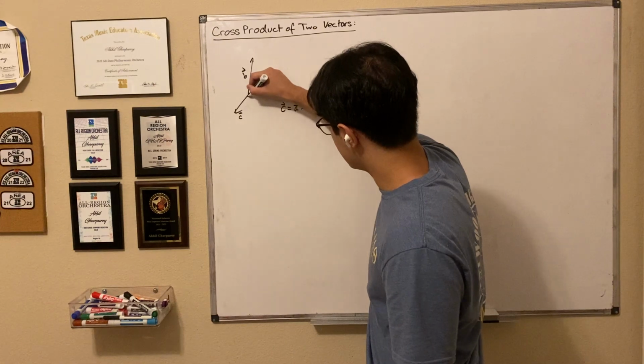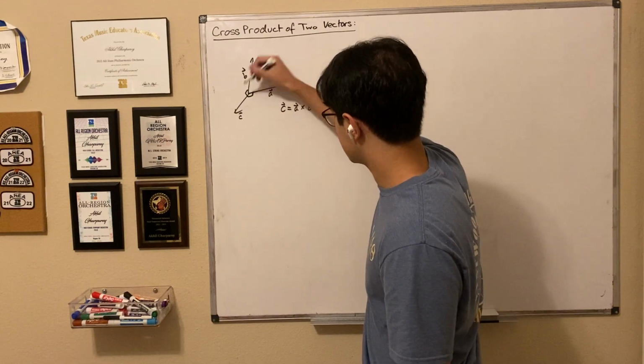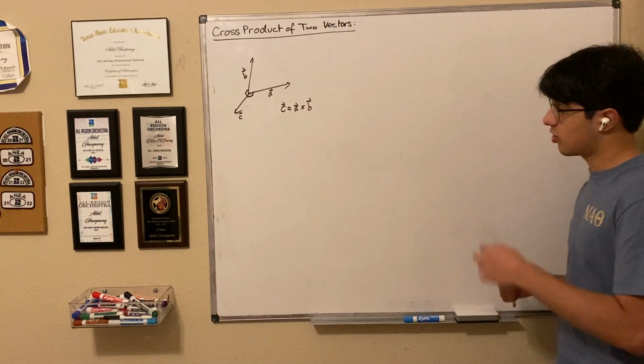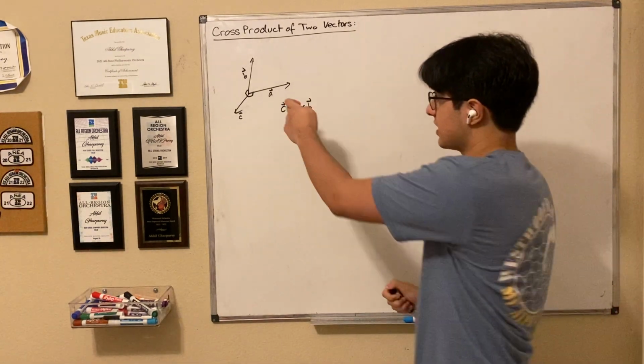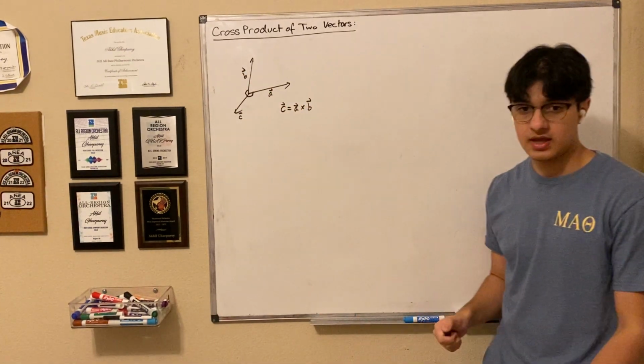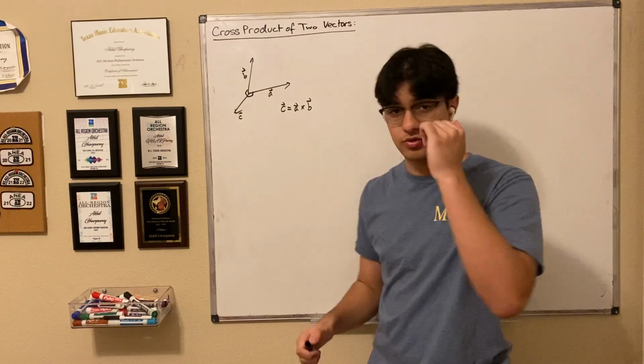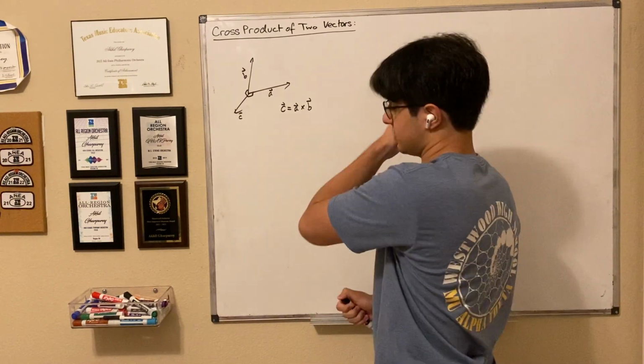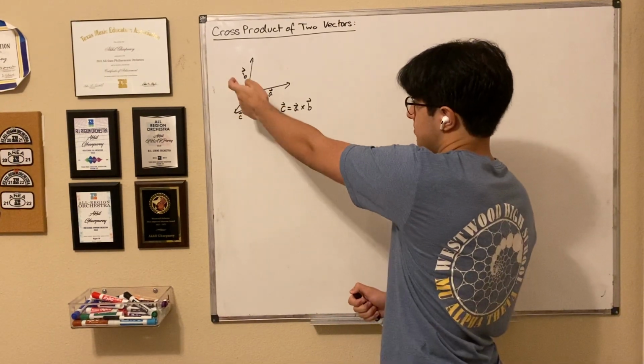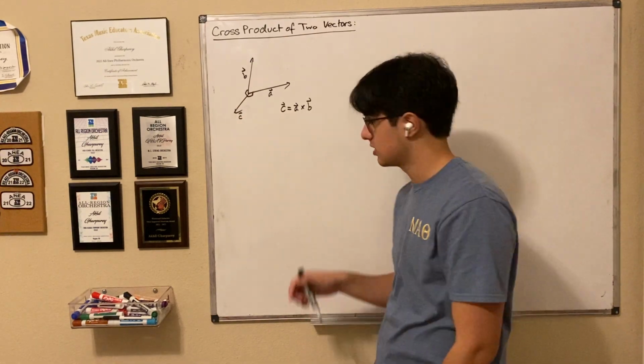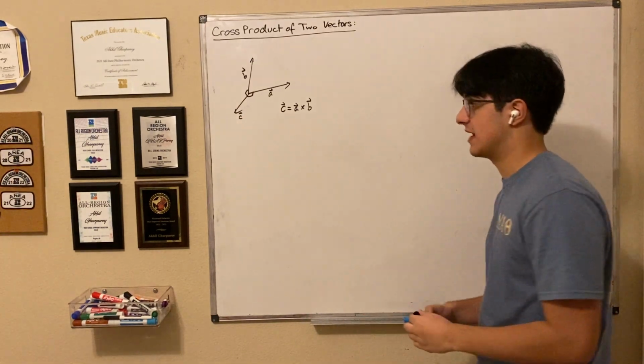And an important thing to make note of is that the cross product is perpendicular to both A and B. And you'll be able to check that through checking the dot products of both A and B with the cross product. So let's go ahead and try an example here.